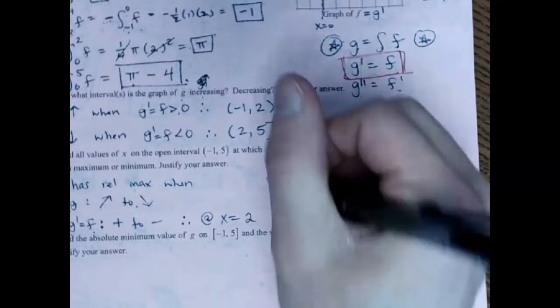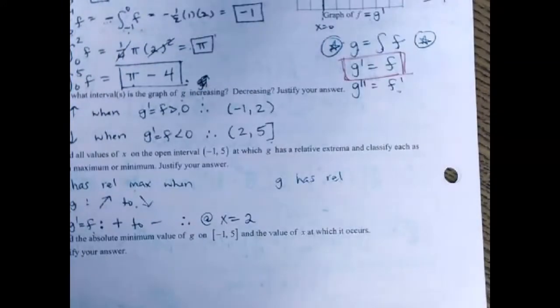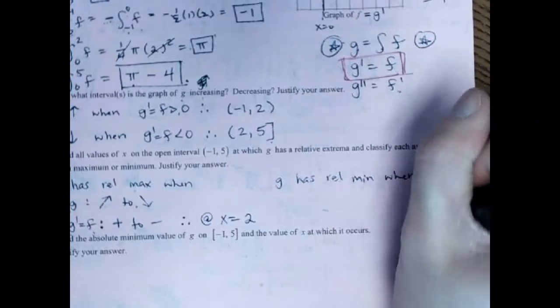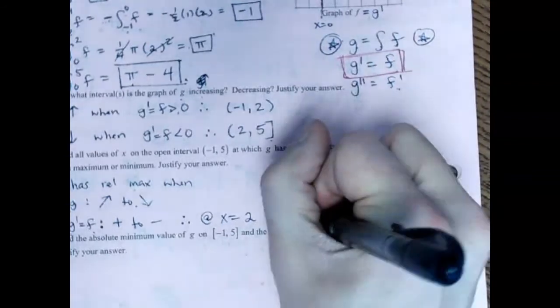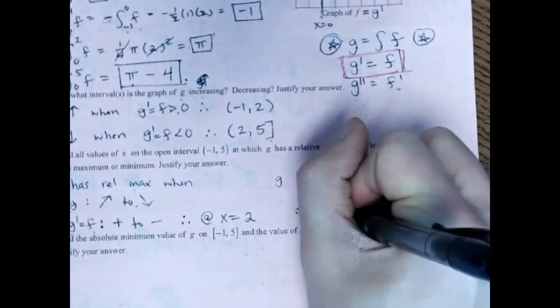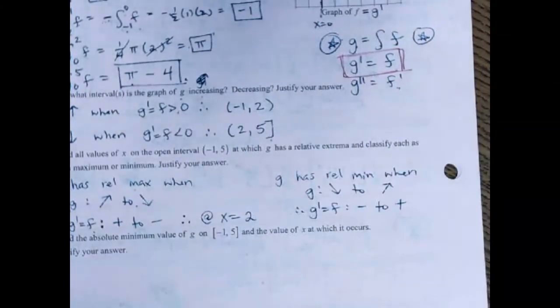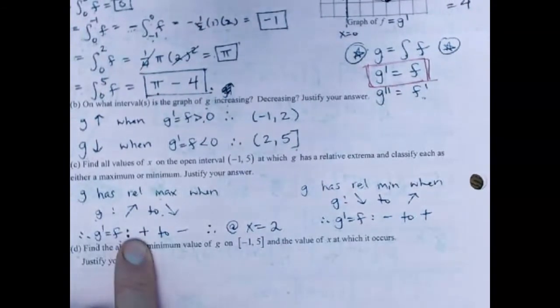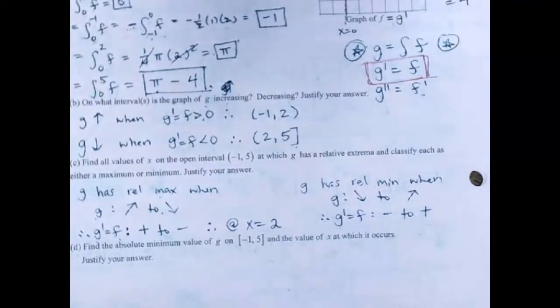Now, let's look at the minimums. G has a relative minimum when g changes from decreasing to increasing. Therefore, g prime, which is f, changes from negative to positive. We know it's the x-intercepts of the derivative that end up being extrema. The x-intercepts that cross from above to below are relative maximums. The x-intercepts that cross from below to above, from negative to positive, would be the minimums.